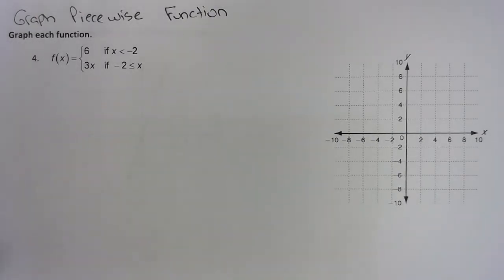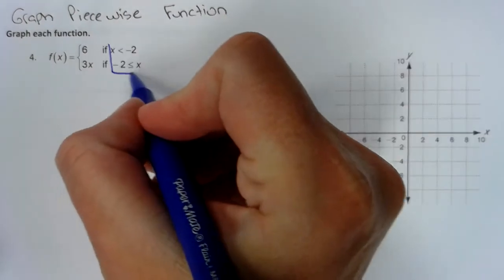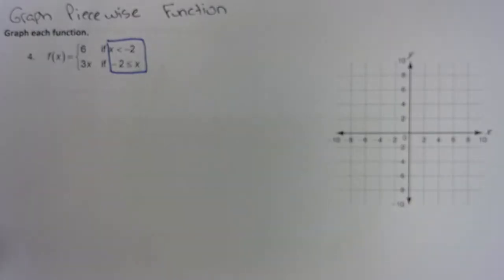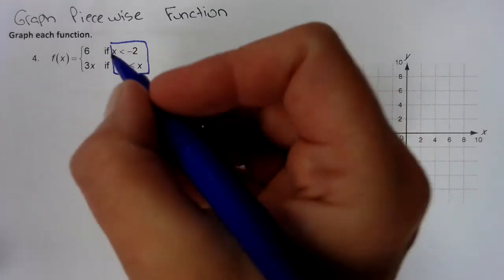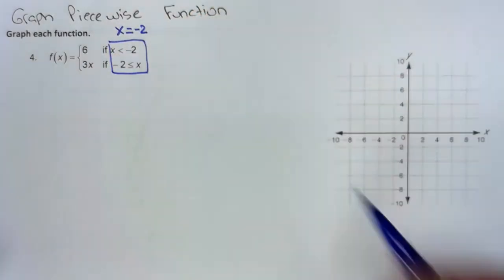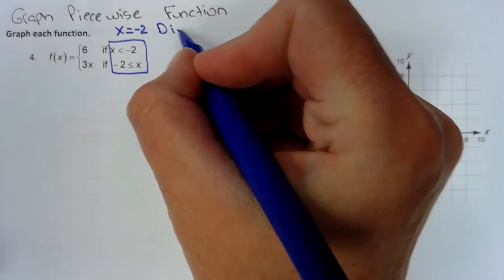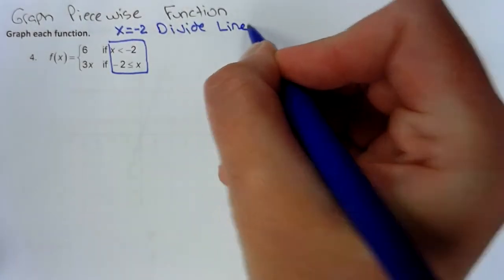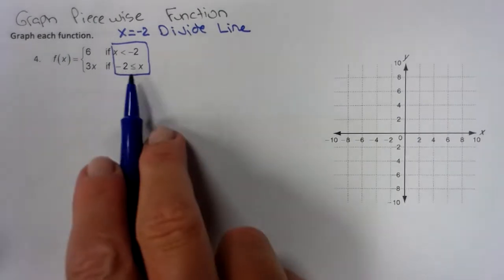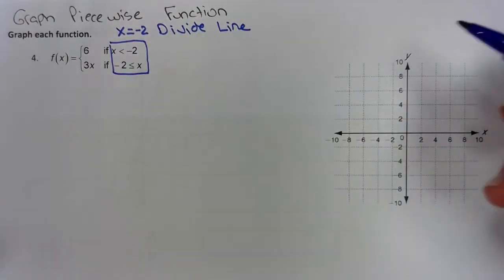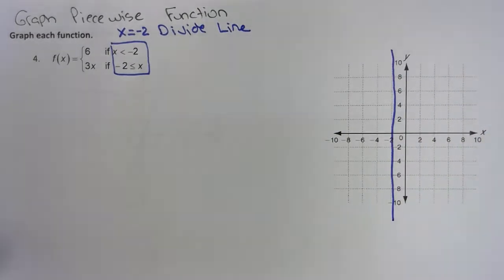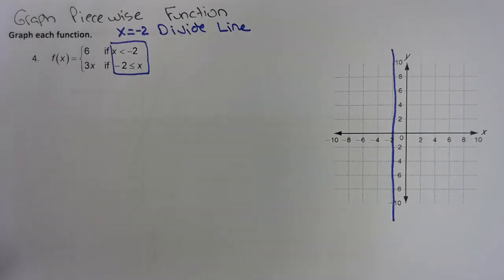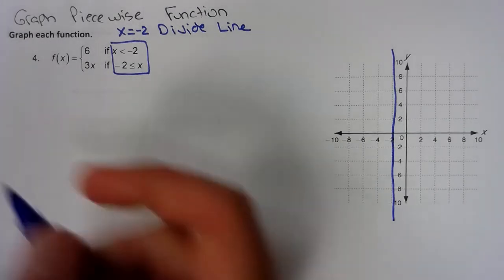So the first step is figuring out where your divide line is. It's going to separate one function from another, and it's right here at x equals -2. So this is your divide line, and these are called your parameters. I like to sketch that in and see where the two graphs are going to separate themselves.